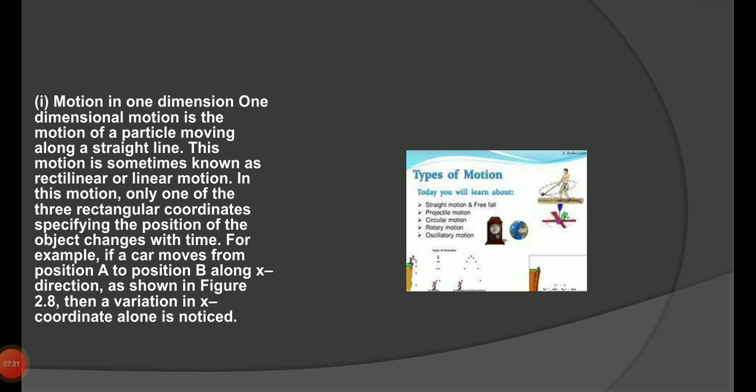Motion in one dimension. Motion in one dimension is the motion of the particle along a straight line. This motion is sometimes known as rectilinear motion or linear motion. In this motion, only one of the three rectangular coordinates specifying the position of an object changes with time. For example, if a car moves from position A to position B along the x direction, as shown in the figure, then a variation in the x coordinate is noted.